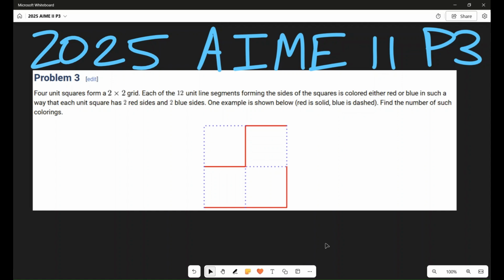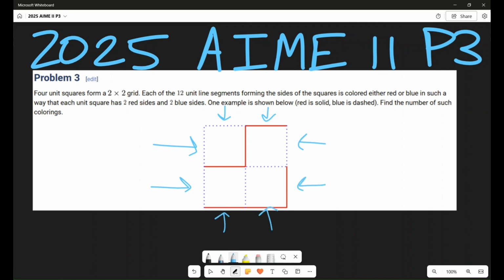So it's a seemingly simple problem, but it's not going to be simple to solve unless we have an organized and coordinated casework approach. So our first observation is that these 8 outer edges, so 2 for each side of the grid, only border 1 square. But the 4 inside edges each border 2 squares. So from this observation, our idea is to do casework on how many of the inner edges are red.